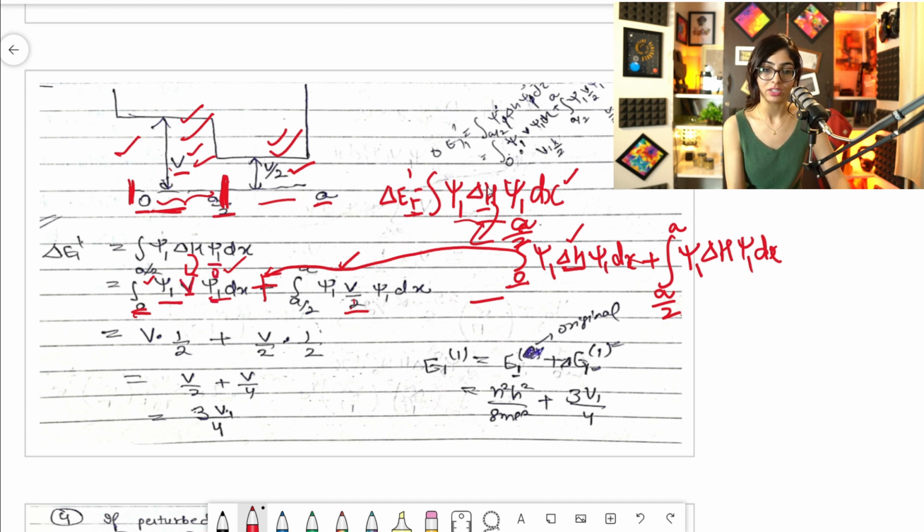So I have written psi 1 dx plus the second part, where the limits were varying from a by 2 to a. So I have written a by 2 to a. So it is a and then psi 1 and delta h. So what will be delta h here? That would be the second perturbed part, that is v by 2. So I will write v by 2. Okay, I have written that. And then psi 1 will come, and then dx will come. That is dx. Clear?